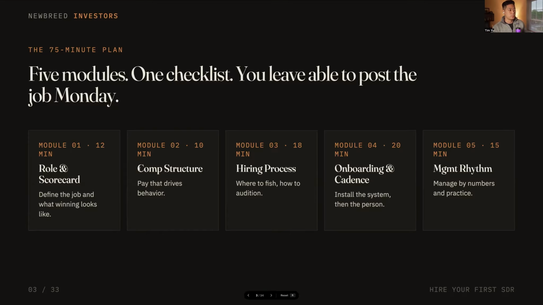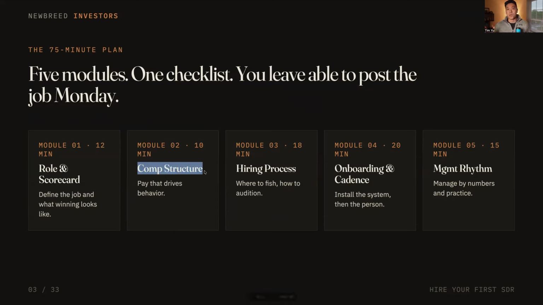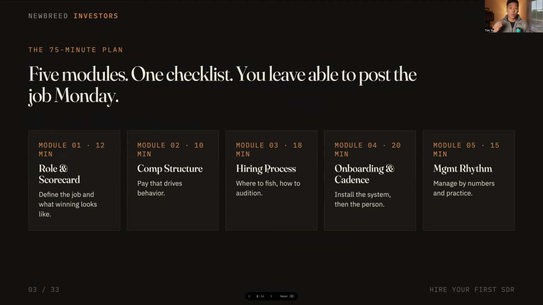We're going to learn about comp structure. You'll hear a very unique way of how we actually pay setters. It's not the generic base salary plus commission. There's a combination of it, but we're going to talk about a more unique way to keep that person more hungry and more engaged. And we'll show you real math of how this works. Then the overall hiring process: how to hire people, where to find these people. And we're going to talk about something very interesting about this.